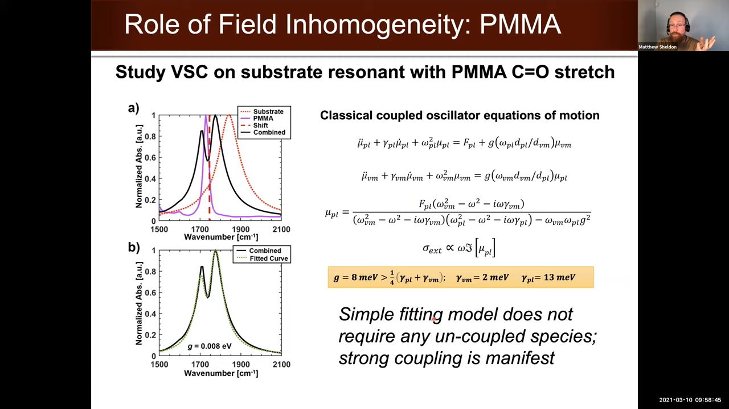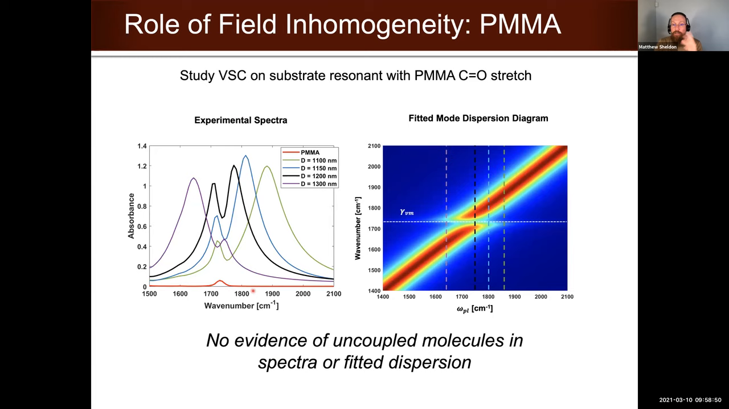And moreover, we can map out the whole dispersion of systematically changing the plasmonic resonance as we go through the PMMA mode. And it really matches. You see the anti-crossing. It's fully consistent with the idea that there's one population of molecules with one coupling strength in our far field spectrum.